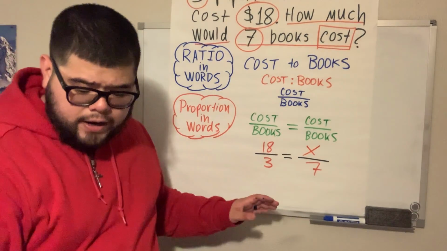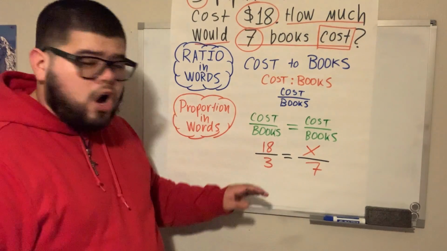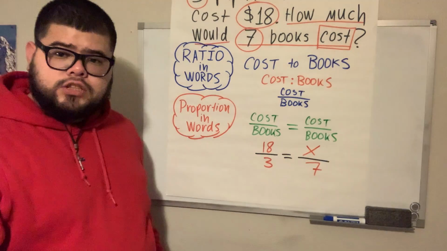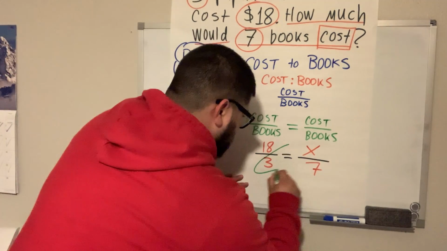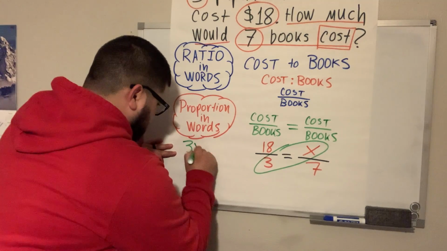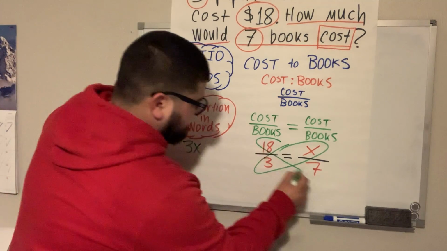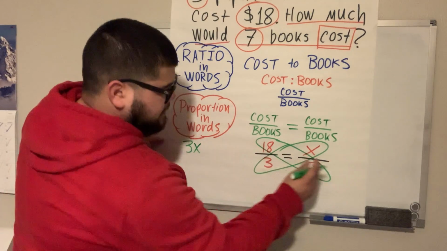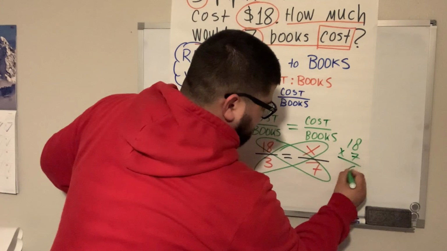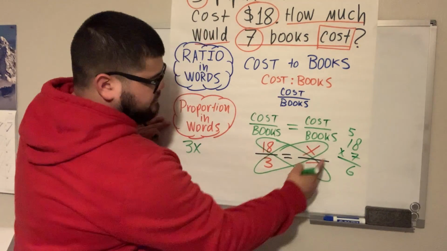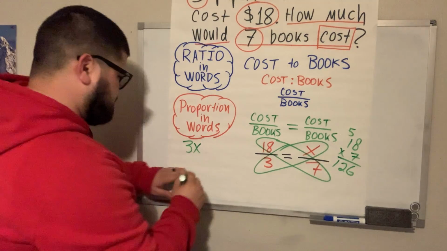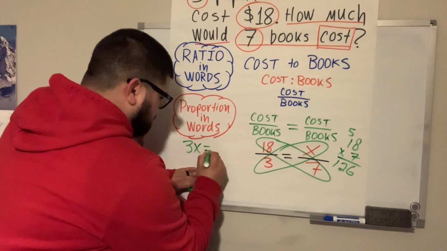Now, we're going to go ahead and solve this proportion. Remember, we cross multiply. 3 times x, we get 3x. 18 times 7, we can do it over here to the side. 7 times 8 is 56. Carry my 5. 1 times 7 is 7, plus 5 is 12. We got 126. So 3x equals 126.